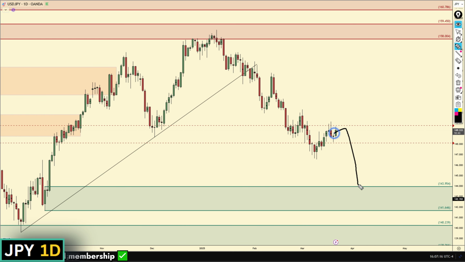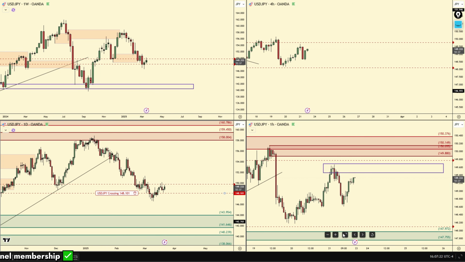But anyways, on the daily chart here, tons of profit margin to the downside to this daily demand at 143.95. So that is something we certainly could be trading.